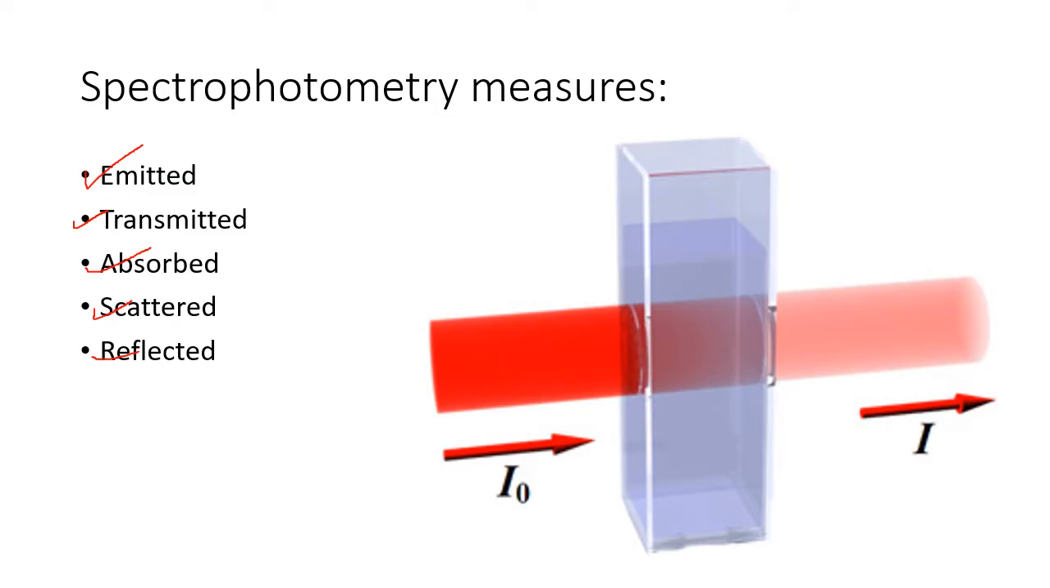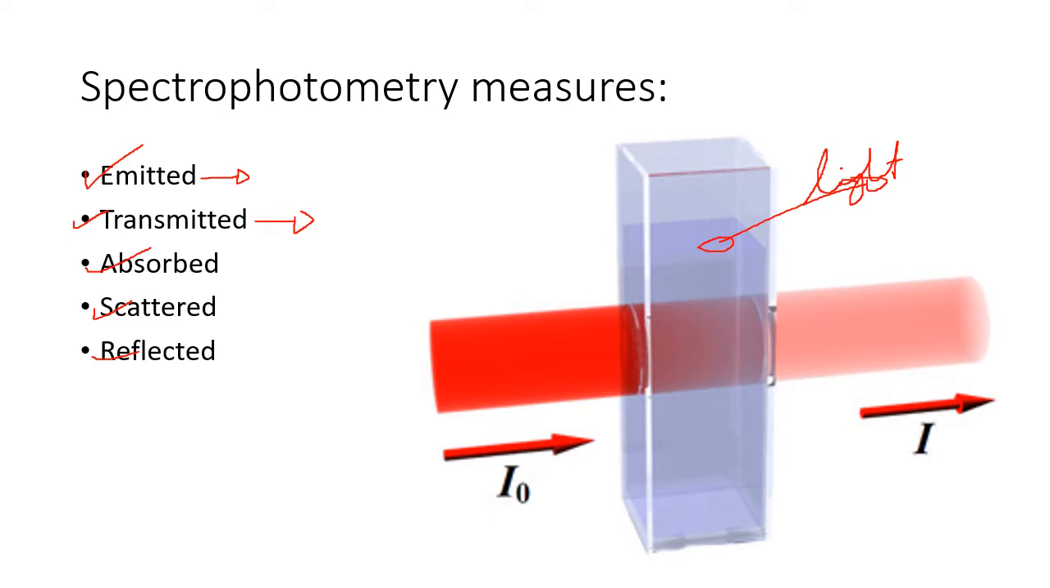Kapag sinabi nating emitted, it's from the material itself. For example, this blue liquid, siya yung naglalabas ng light. This is what you call an emission. So para kung yung sa tambutso ng kotse natin, ang tawag doon ay emissions. Carbon emissions to be specific. Naglalabas yung kotse natin ng carbon. In this case, spectrophotometry can measure emitted light. It can also measure transmitted light, as shown in this example.